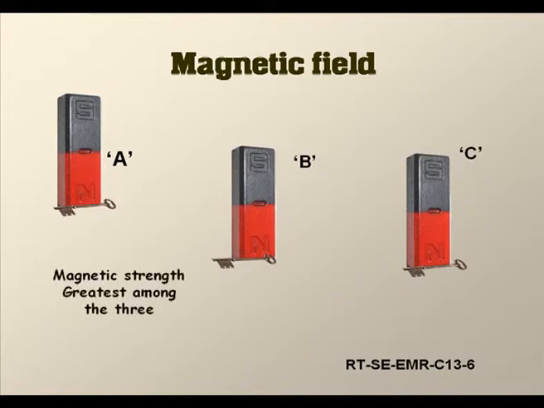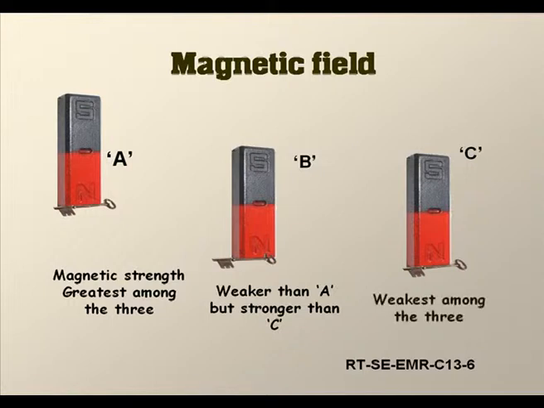Magnet A, magnetic strength greatest among the three. Magnet B, weaker than A but stronger than C. Magnet C, weakest among the three.